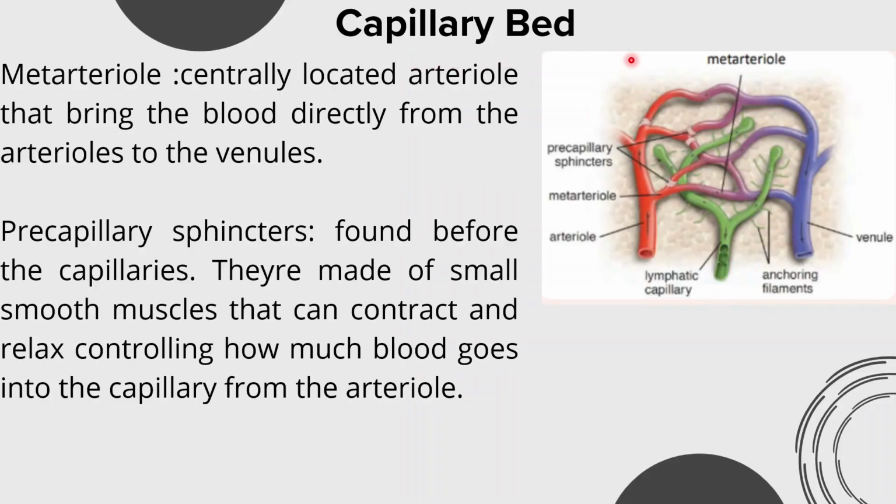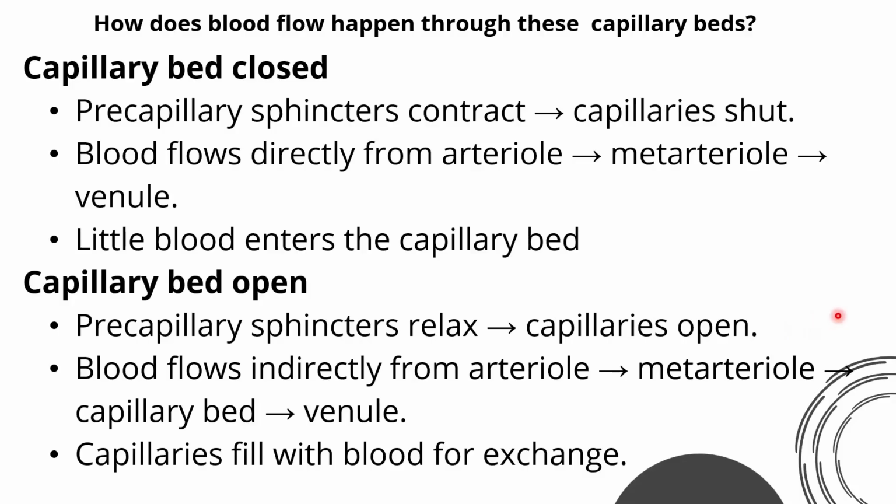Now, this right here is the capillary bed. Now, there are some new structures we haven't seen before, such as the metarteriole and the precapillary sphincters. Now, the metarteriole is a centrally located vessel that brings the blood directly from the arterioles to the venules. Look here. While on the other hand, precapillary sphincters are found before the capillaries. They're made of smooth muscle cells that can contract and relax, controlling how much blood goes into the capillary from the arteriole.